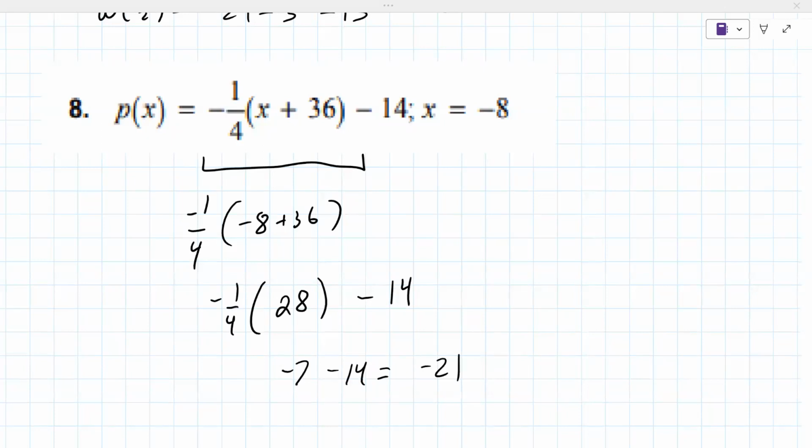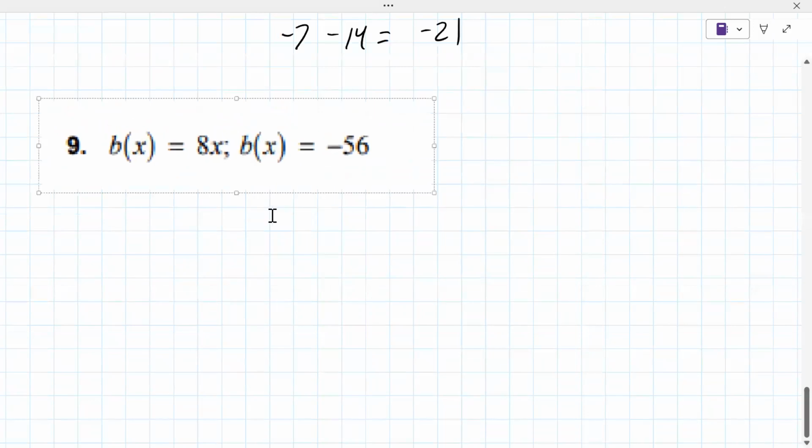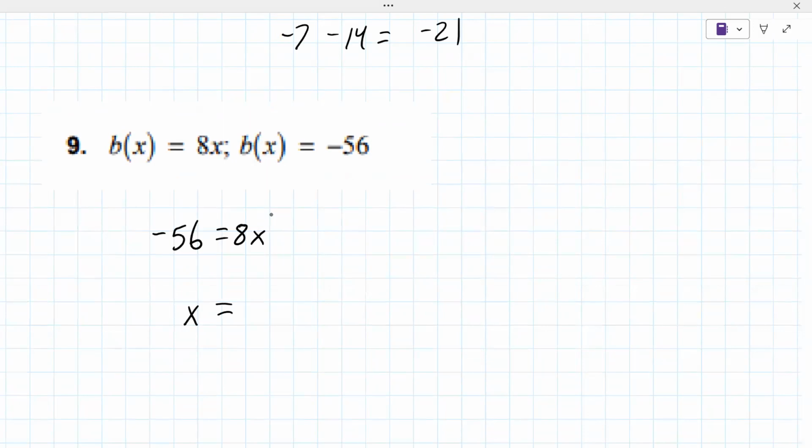9. So this is 9, solving for x. Yes, it's working backwards. So it'd be 8x equals -56. Divide by 8. Divide by 8. X equals -7. Okay.